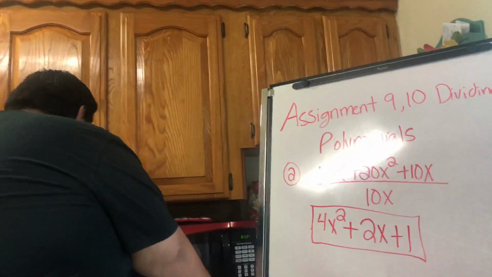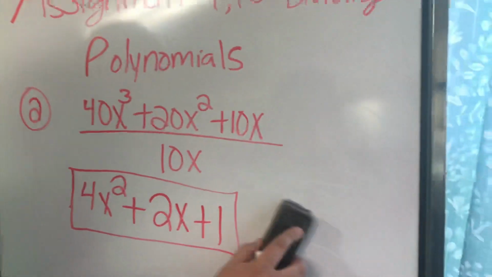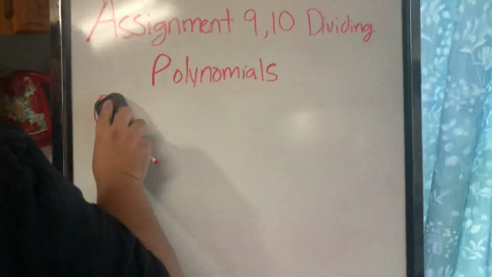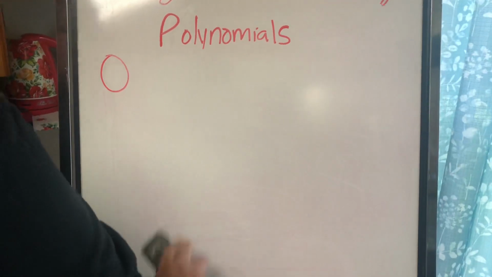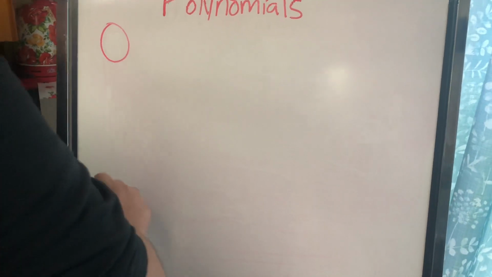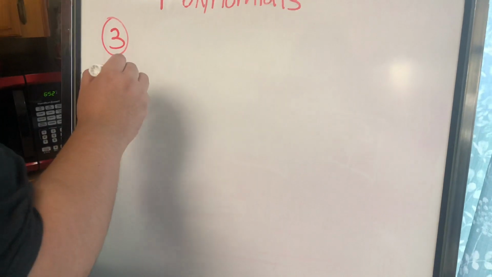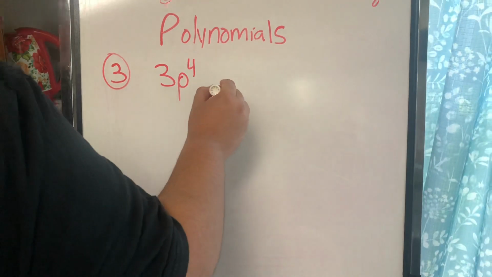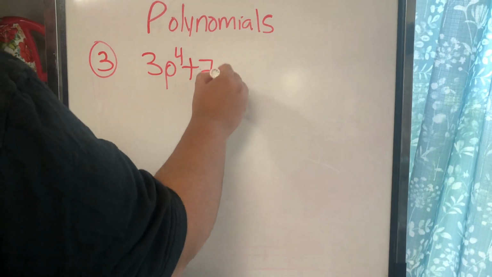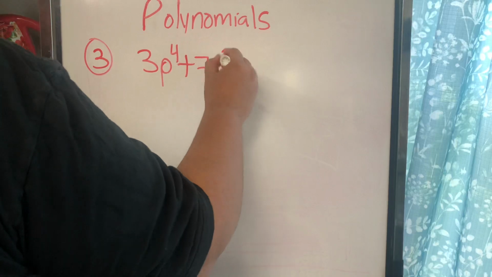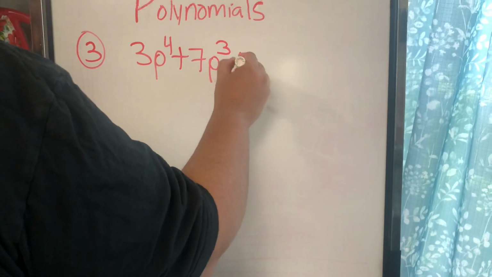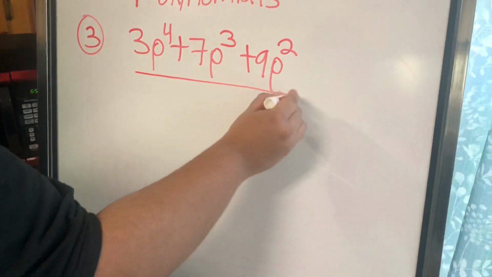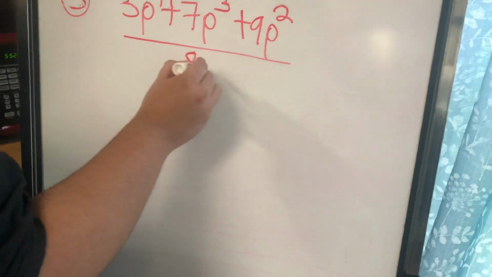So let's move to example problem 3. This is when I start picking up a notch, whenever you don't have perfect divisions. You either have to reduce or leave it as a fraction. So example problem number 3. Say we have 3p to the power of 4 plus 7p to the power of 3 plus 9p to the power of 2. And all this is being divided by 8p.